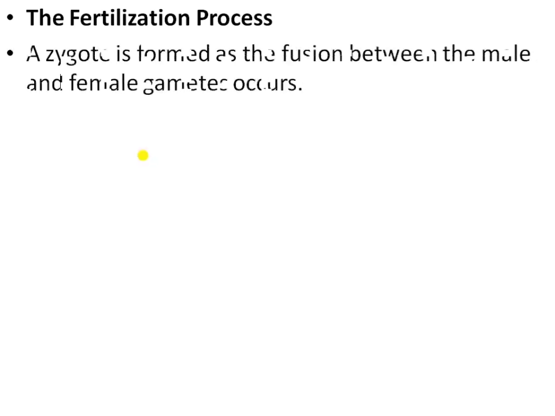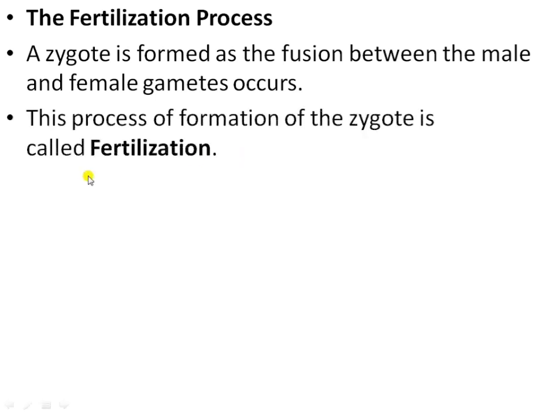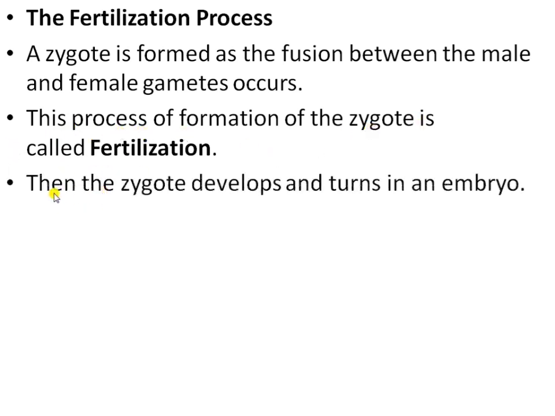Next is the fertilization process. Immediately after pollination, a zygote is formed as a fusion between the male and female gametes occurs. Immediately after pollination, what will happen? The pollen grains land on the stigma. Then this process of formation of the zygote is called fertilization. Then the zygote develops and turns into an embryo.